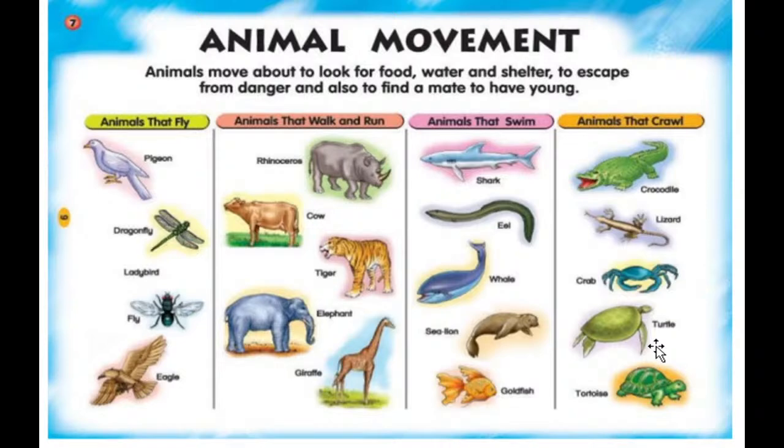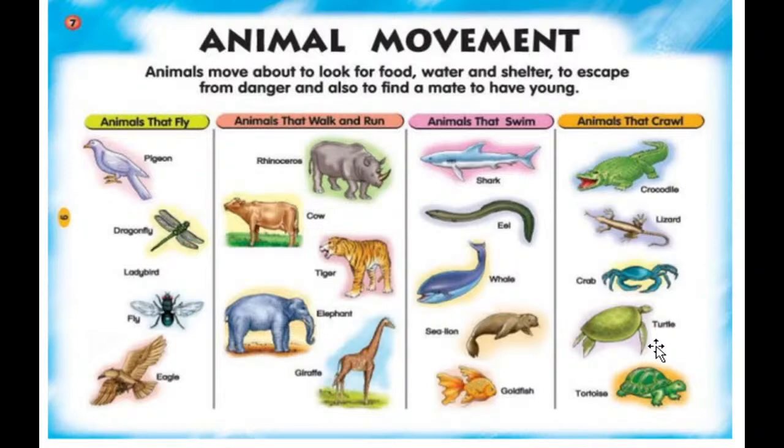Okay, so I have classified these animals, and you can see some animals can fly, some animals can walk and run, some animals can swim, and some animals can crawl. Okay, and if you have noticed these animals, then see, these flying animals have what? Can you tell me? These flying animals have wings. Very good. These flying animals have wings, either big or small. So with the help of their wings, they can fly in the sky.